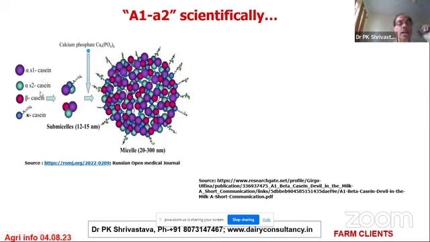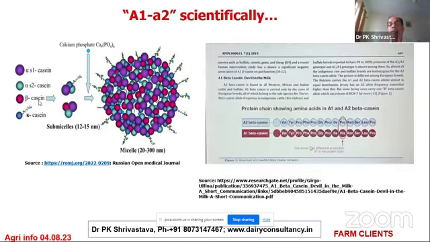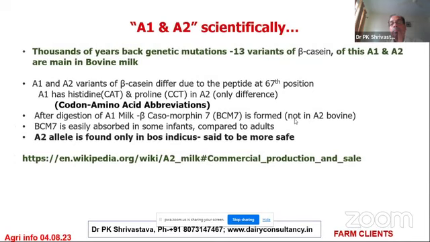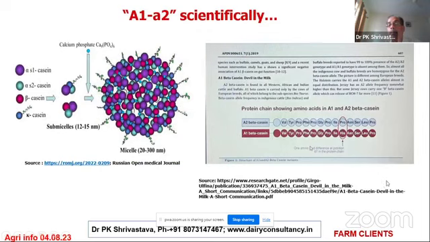Alpha casein, alpha S2 casein, beta casein, kappa casein. So beta casein is a part of all these 4 types. If I go to this picture and put my cursor here, this is the picture which shows it.